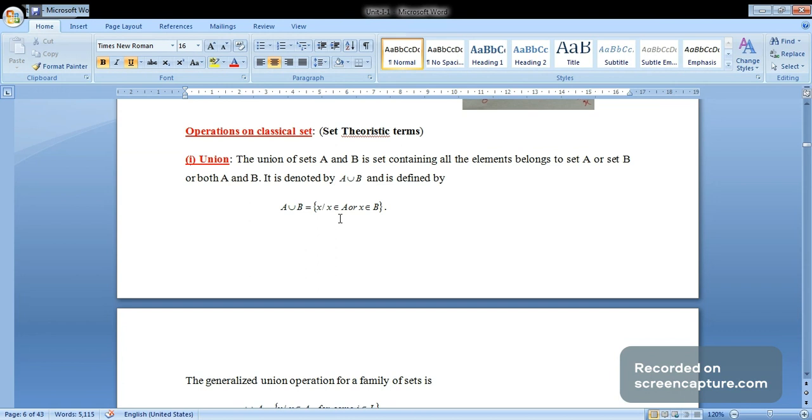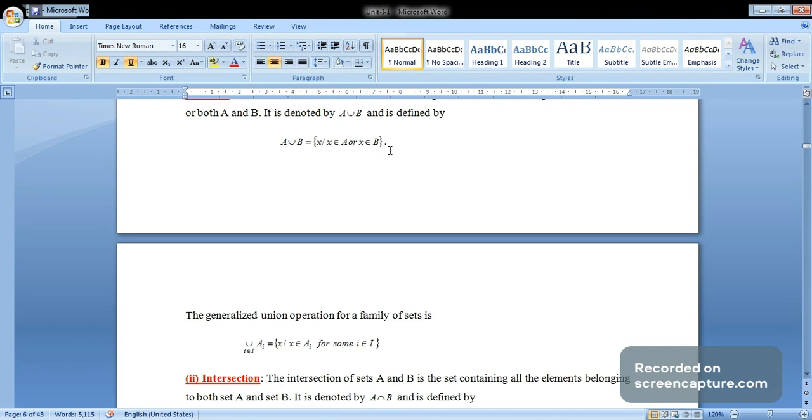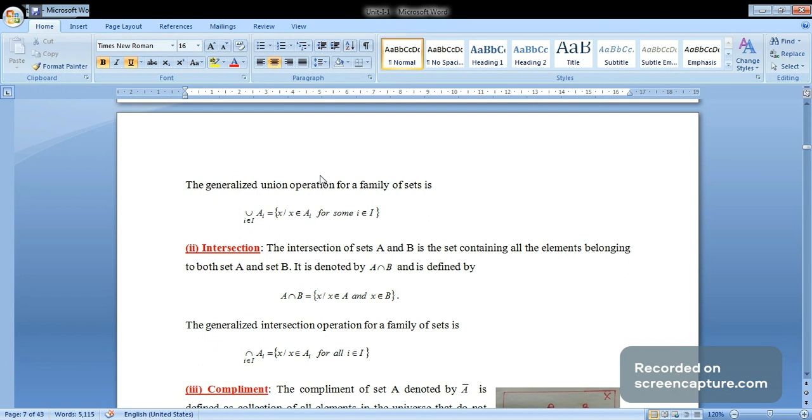Okay, so the union of sets A and B is the set containing all the elements belonging to set A or set B or both A and B. It is denoted by A union B and is defined by A union B equal to {x such that x belongs to A or x belongs to B}. The generalized union operation for a family of sets is the union over i belongs to I of Ai equal to {x such that x belongs to Ai for some i belongs to I}.